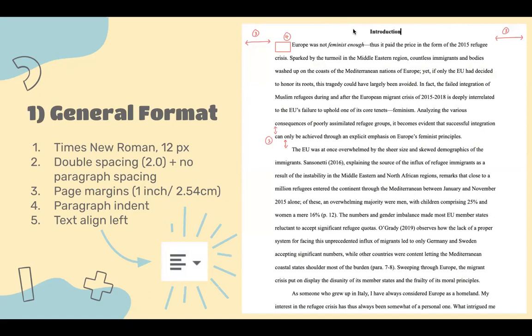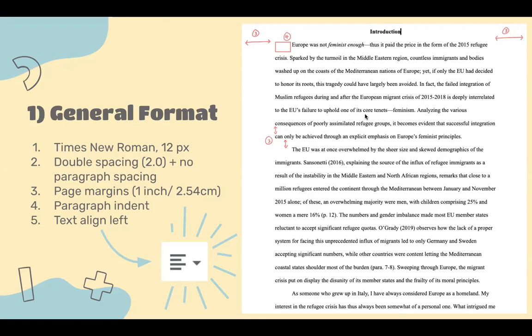So to start with, you need to make sure that it's Times New Roman all throughout your essay. Font size is 12. And then you need to have double spacing, that is 2.0, and no paragraph spacing in between your paragraphs. Then you have to make sure your page margins are set to 1 inch, or for those of you who are not American, 2.54 centimeters. This is usually the default setting for Google Slides and most word processing documents. But if you feel like it's not set to this, you can check usually under page formatting, or for Google Docs, it's under File, Page Setup, and you can see the margins set there.